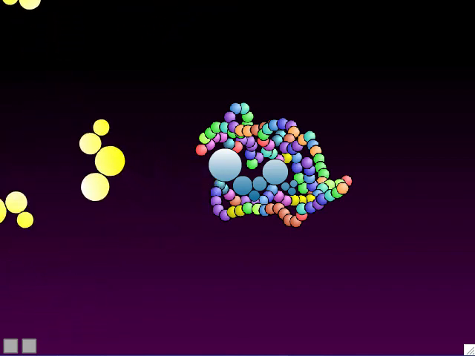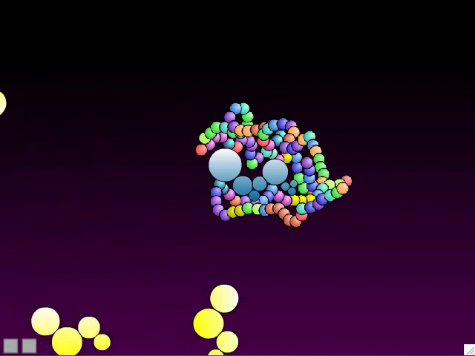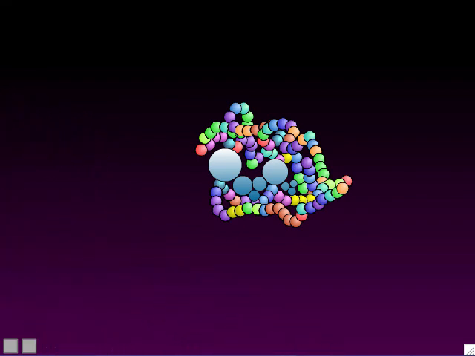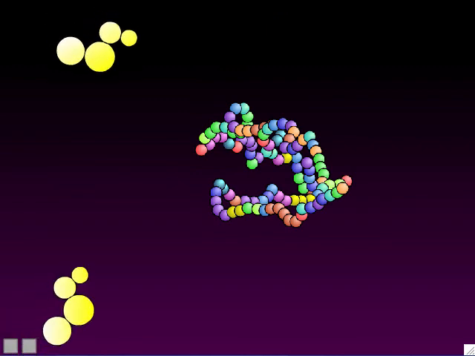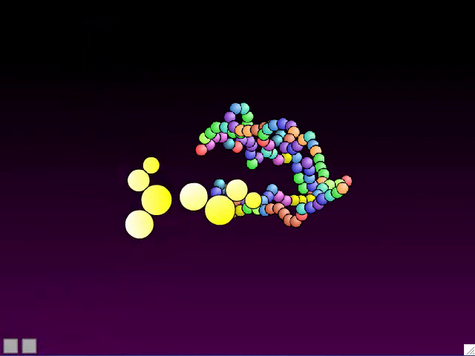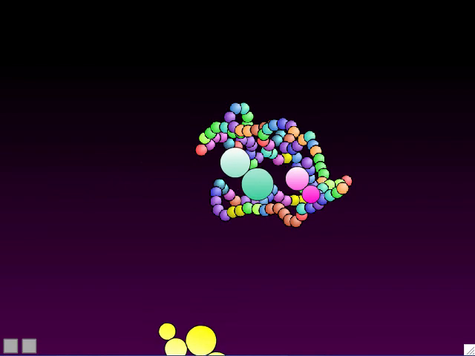Okay, so competitive inhibitors reduce the activity of an enzyme. There is another thing that can reduce the activity of an enzyme. It's called an allosteric inhibitor. And to understand allosteric inhibitors, let's reset our enzyme here.